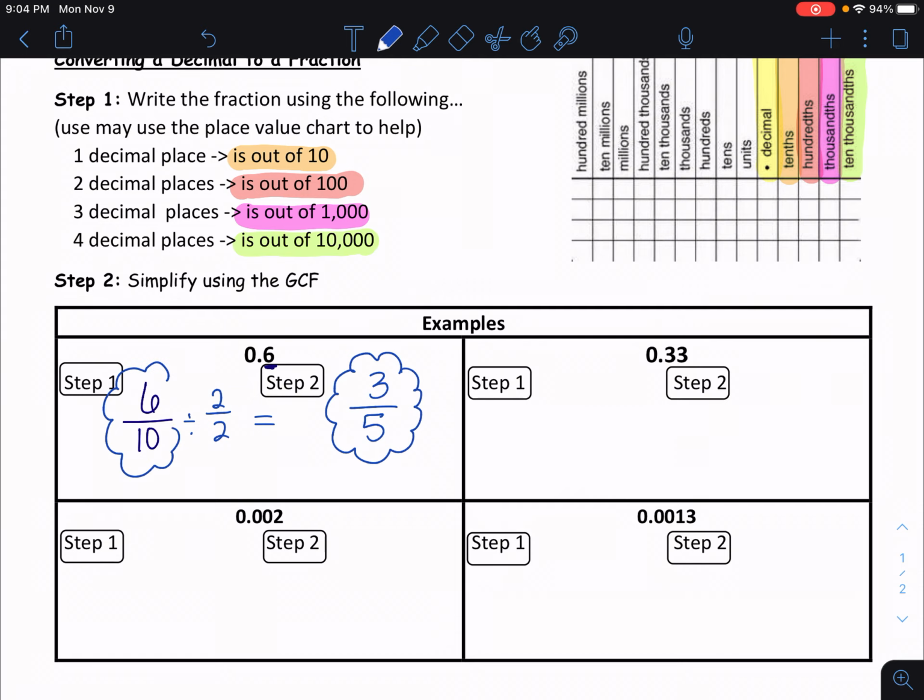So this is where we started. We divided by 2 over 2, and we ended with 3 over 5. This is going to be your final answer, that simplified fraction.